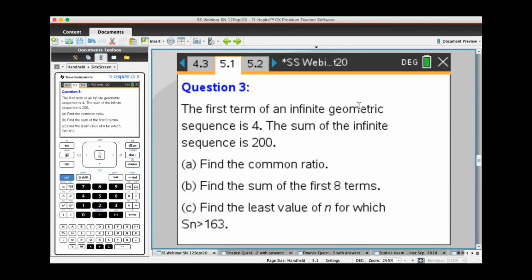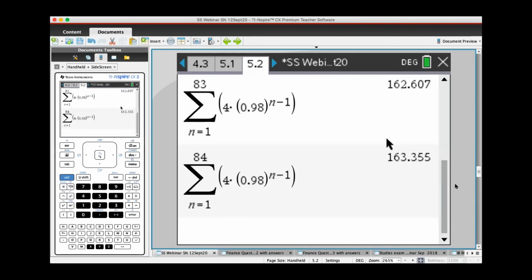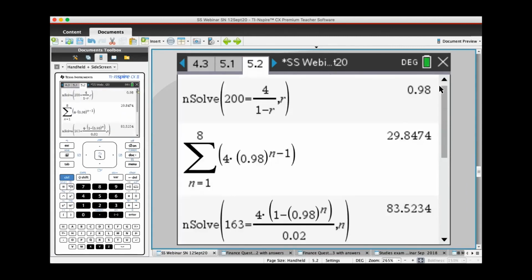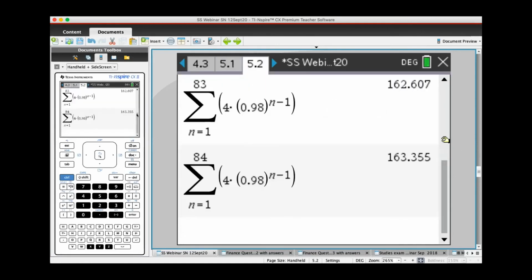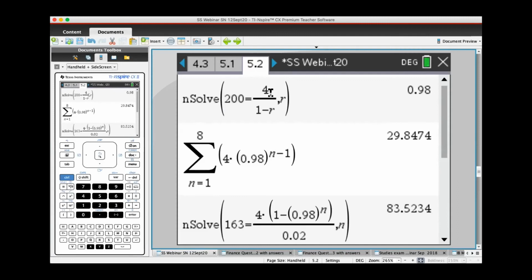Right. So it is an infinite geometric sequence. You have a special formula for the infinite series, which gives you the sum to infinity, the sum of the infinite sequence. And that is why I've used this. If you see here, going up, I've said the sum of infinity is 200, and the first term is 4. Let's go back. The first term is 4. And this is the formula: u1 over 1 minus r, and I've solved for r.